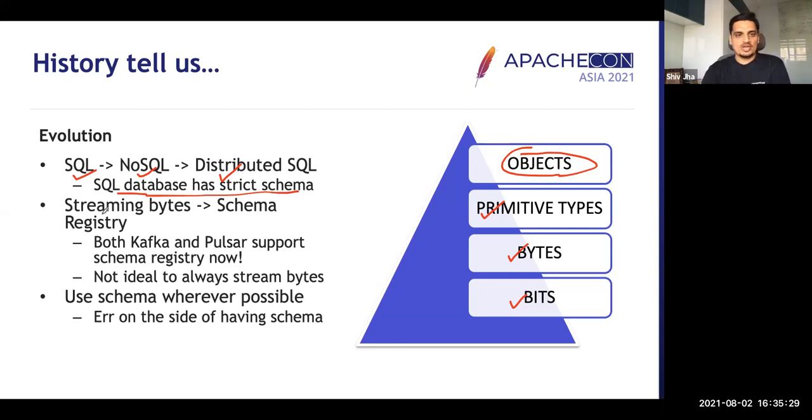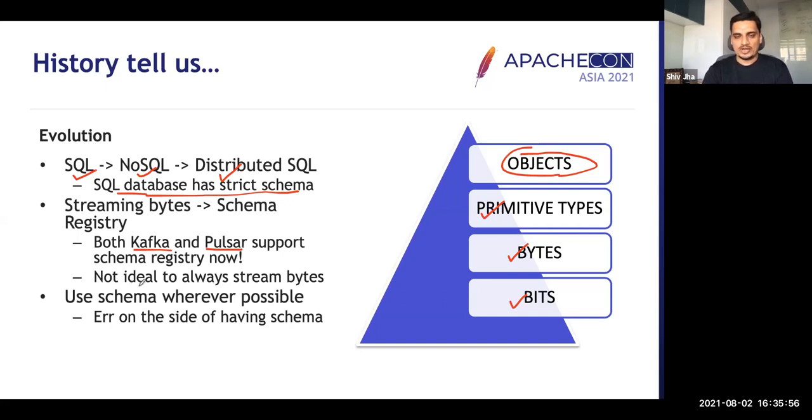And if you look at the streaming world itself, we had Kafka, and now 4 or 5 years later we had Pulsar. Both of them started with streaming just bytes, and then they later came up with support for schema registry, which has all these constructs similar to the tables and columns in the relational database world.